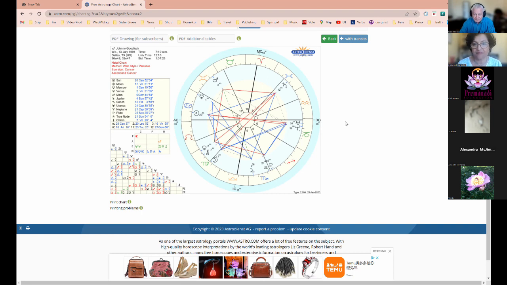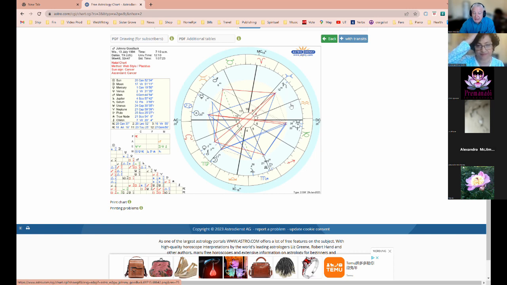All right? We do have one question. Wendy posed a question: How do the zodiac signs in the 11th and 8th house square influence Johnny? In the 11th and 12th house? 8th house square influence Johnny.